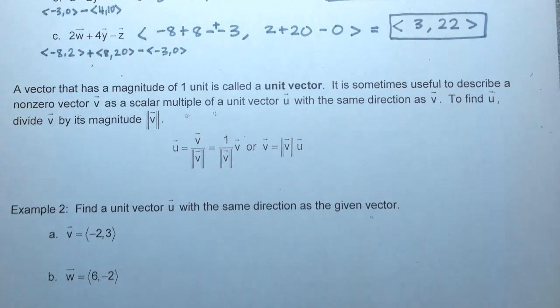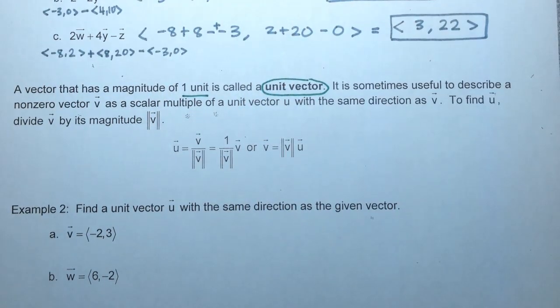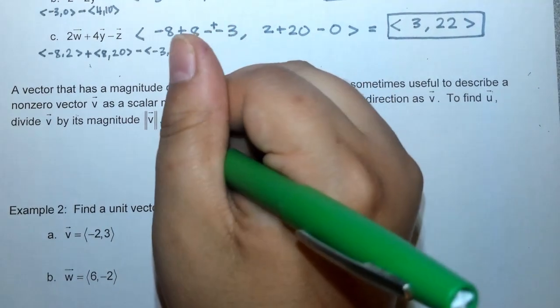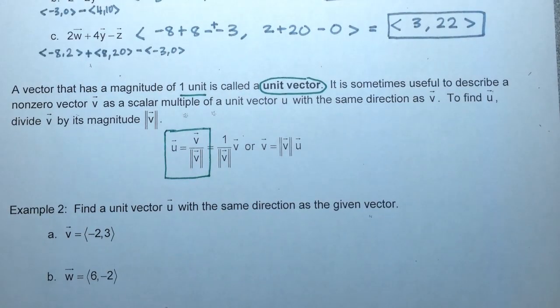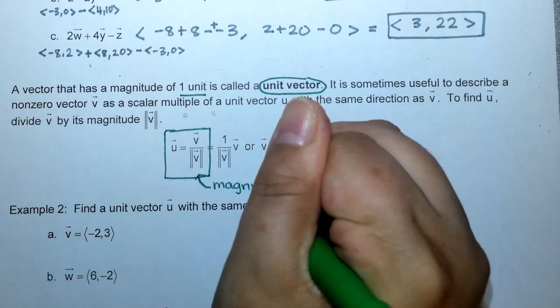Alright. A vector has a magnitude of 1 unit. We call that the unit vector. It is sometimes useful to describe a non-zero vector v as a scalar multiple of a unit vector u with the same direction as vector v. And to find vector u, we divide vector v by its magnitude. Now, let's say we have a vector, just any vector. Do you agree we can use distance formula to find that magnitude? If that magnitude is not 1, you can find the unit vector using this equation right here. Distance. And that's what this symbol is right here. This is asking for the magnitude.